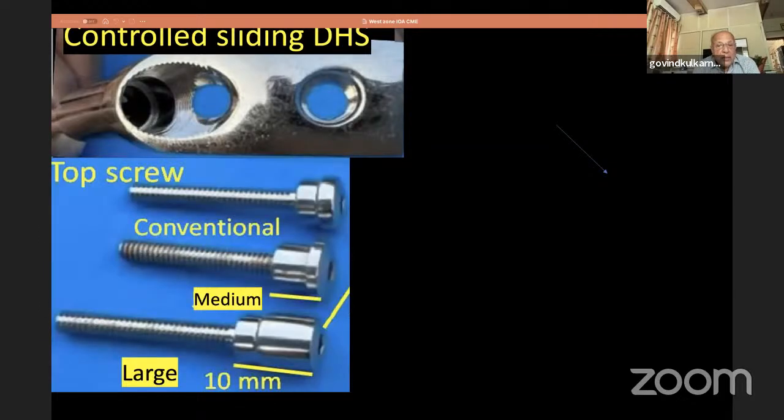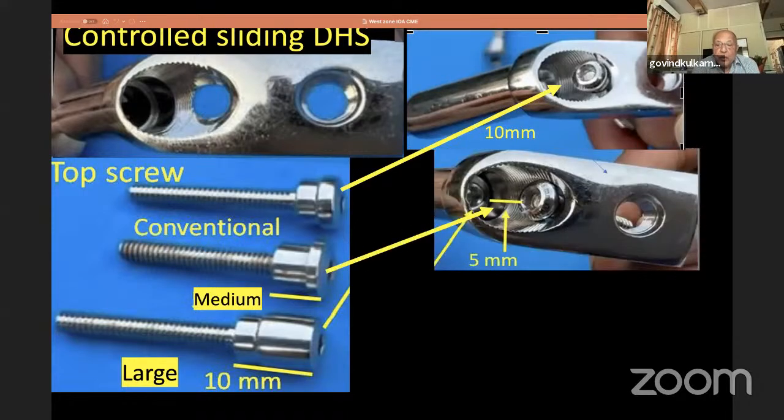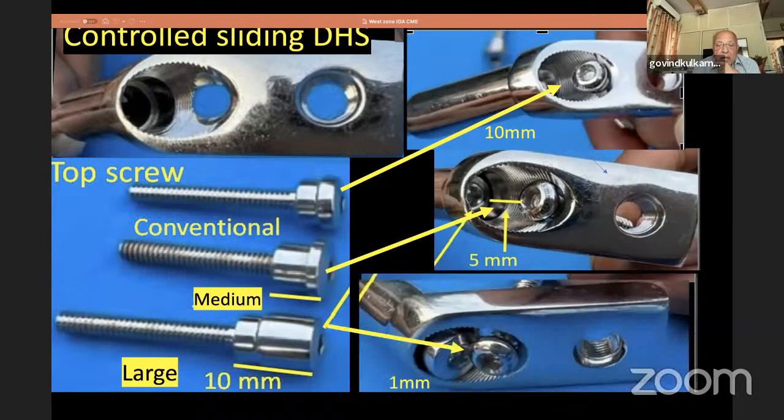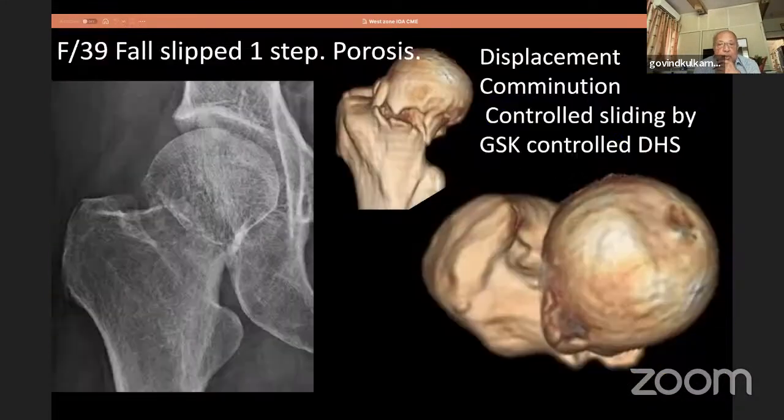Now, for controlled sliding, these top screws are modified. This is a conventional top screw. Medium gives 5 millimeters and large gives 10 millimeters. The conventional screw gives 10 millimeters of sliding, the medium gives 5 millimeters, and this one gives only 1 millimeter of movement. These are the 3 types of screws.